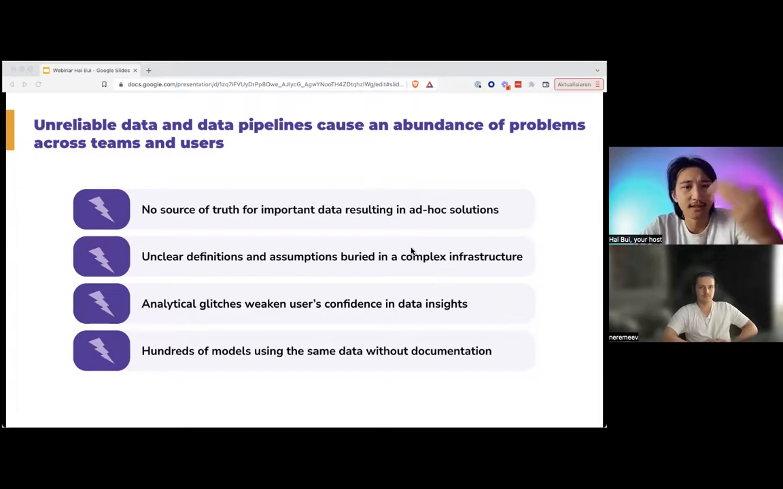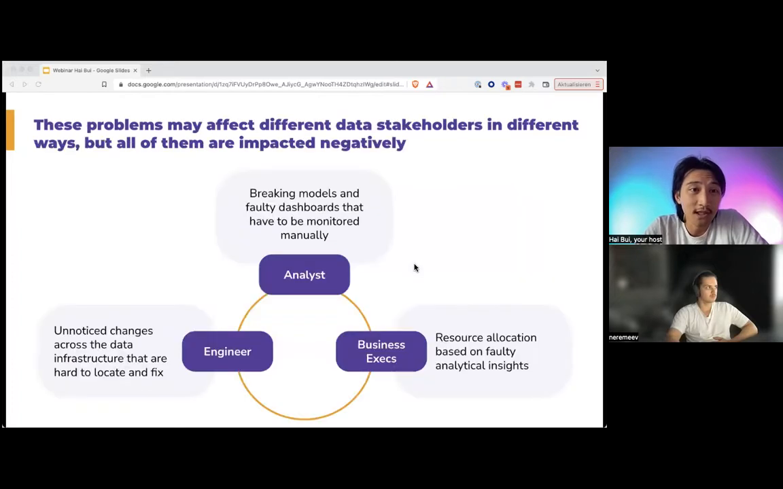Data debt is equivalent in the software engineering world to technical debt. And technical debt is very bad, and you have to solve it later, and it takes a lot of time to solve it. Who is affected by this? In the end, everyone is affected.